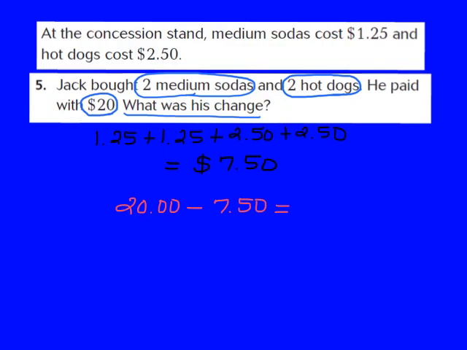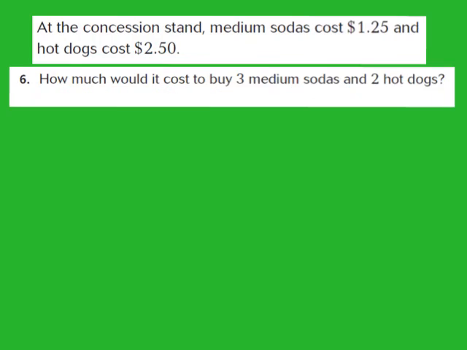Now, when I subtract $7.50 from $20, I'm left with $12.50. So what I know is that Jack's change was once again $12.50. And I found that by first calculating the total, and then I also had to calculate the change. And that change was $12.50.